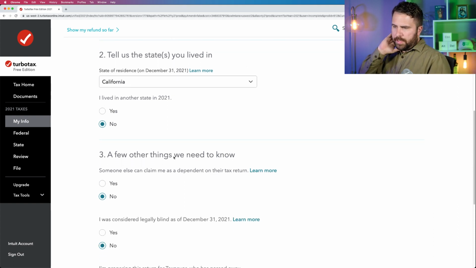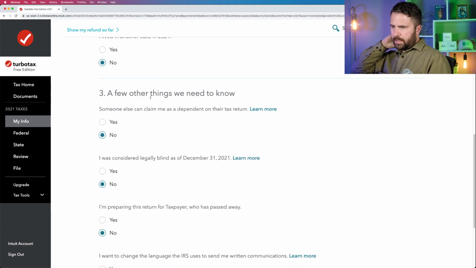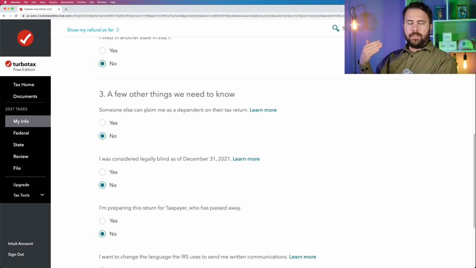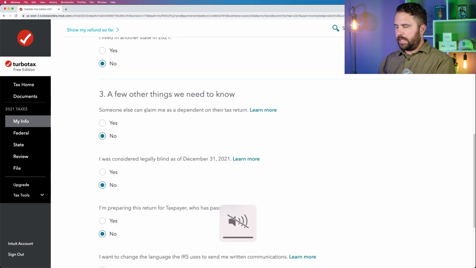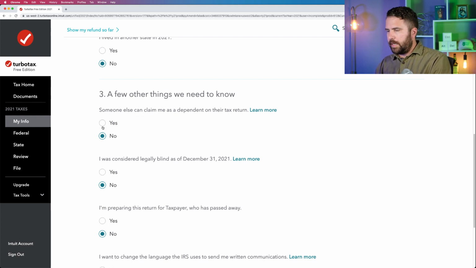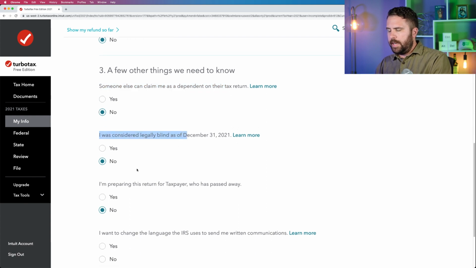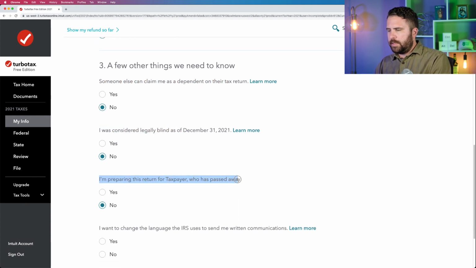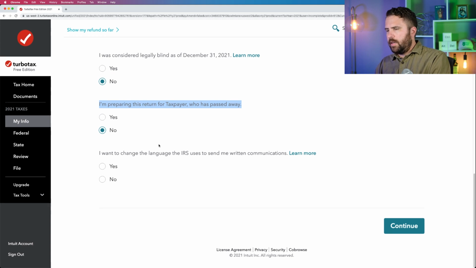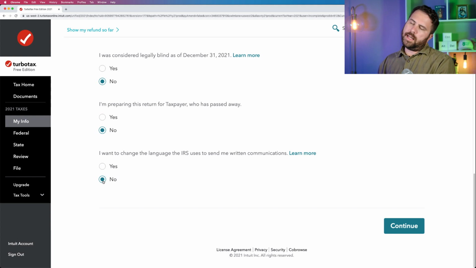We're going to say he lives in California and did not live in another state in 2021. I think a lot of these buttons are pre-populated from last year, because I did a tax software review last year with this account. Yours may not be pre-populated, and that's okay. Just answer the questions correctly. Someone else can claim me as a dependent? I'm going to say no. Not legally blind. I'm preparing this return for a taxpayer who passed away? No. I want to change the language the IRS uses to send me written communications? I'm going to say no, but that's a new question.